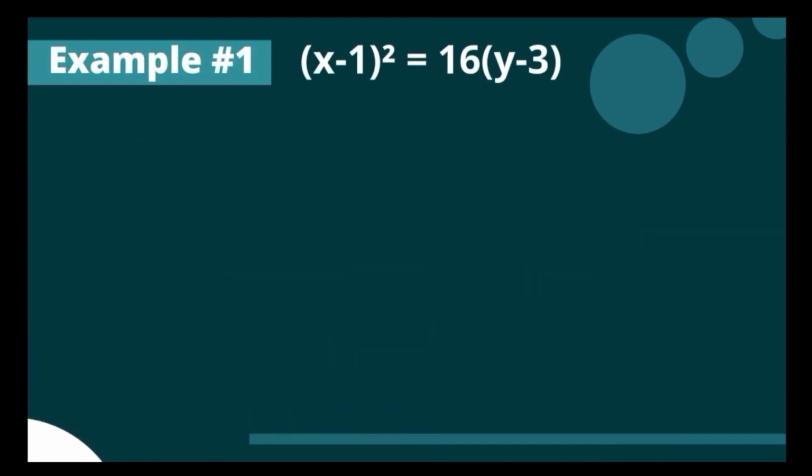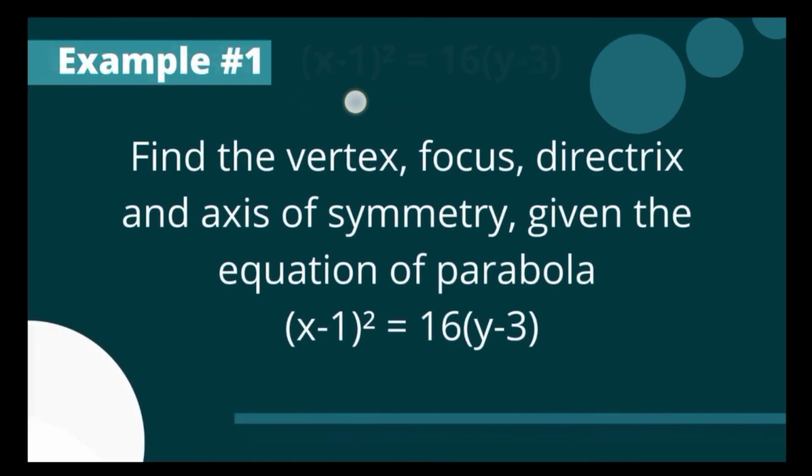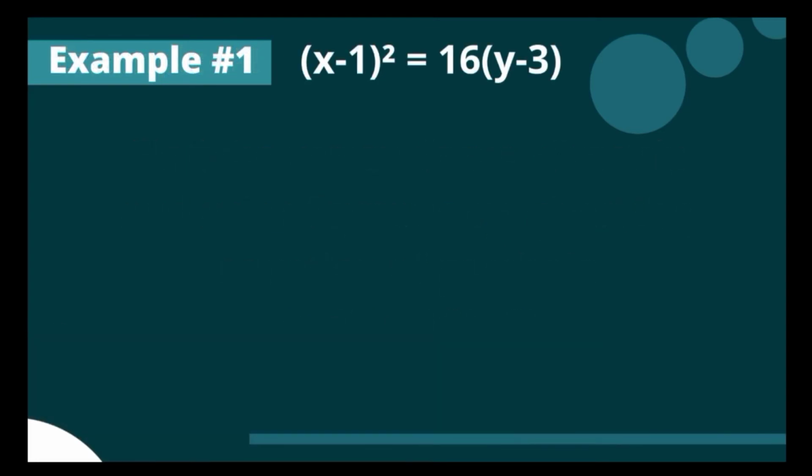First, let us identify the opening of the parabola. Una, titingnan natin yung part na may square. And in this equation, that part is the x part. And after that, titingnan naman natin yung value ng 4a, kung positive or negative. In here, we have the value of positive 4a. And then, we have a combo of x squared and a positive 4a. Therefore, it opens upward.